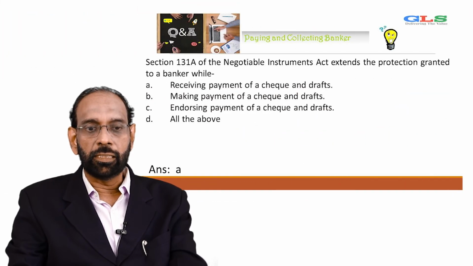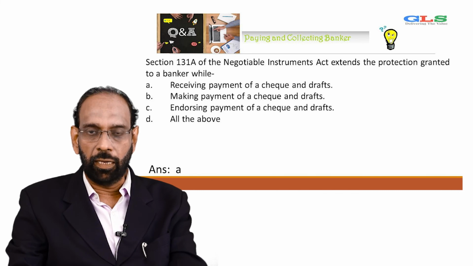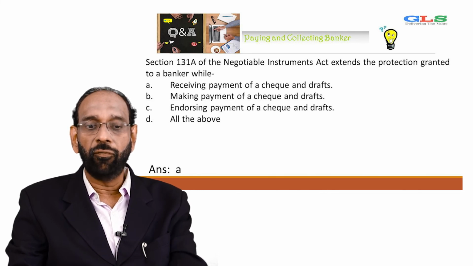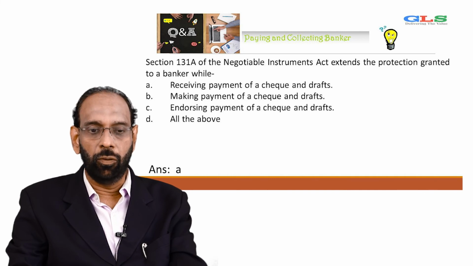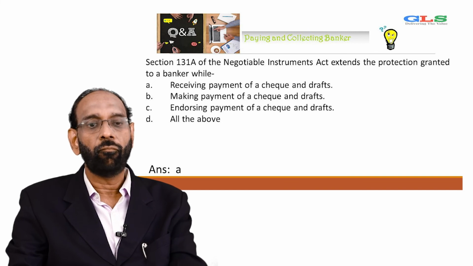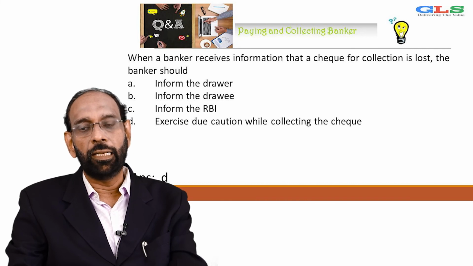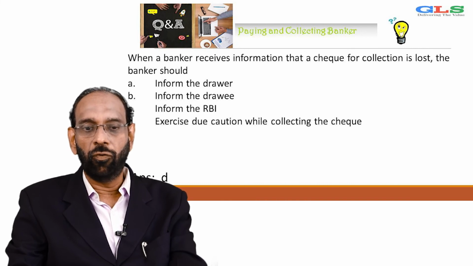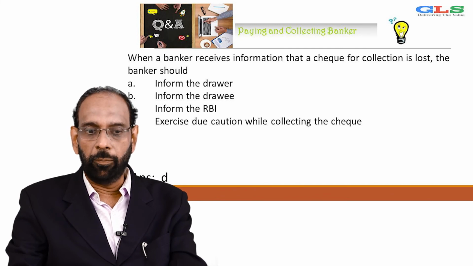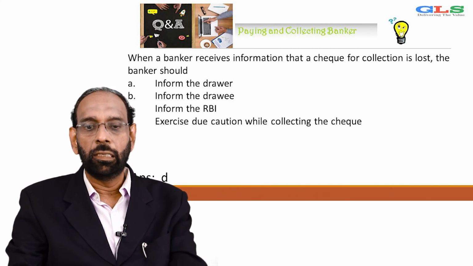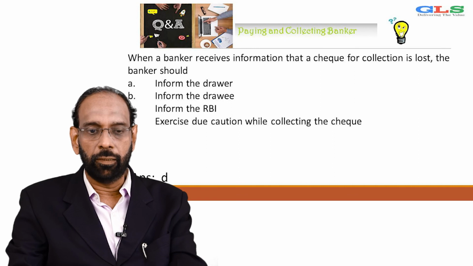Next question. Section 131A of the Negotiable Instrument Act extends the protection granted to a banker while receiving payment of a check and draft, making payment of check and draft, endorsing payment of check and drafts, all of the above. The answer is A, that is receiving payment of a check and drafts. Next question. When a banker receives information that a check for collection is lost, the banker should inform the drawer, inform the drawee, inform RBI, exercise due caution while collecting the check. The answer is D. Bank is supposed to exercise due caution while collecting the check.